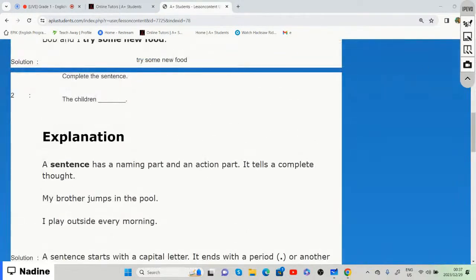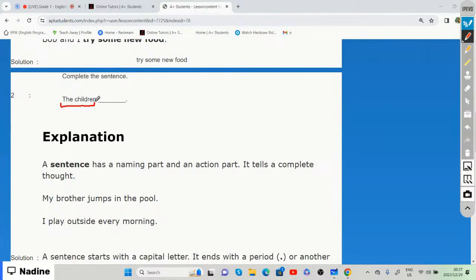So the children is basically our naming part, which is our noun. So now to complete that sentence, we can say the children watch a movie, which means that watch is a verb. And that is a complete sentence. It has a naming part as well as an action part.